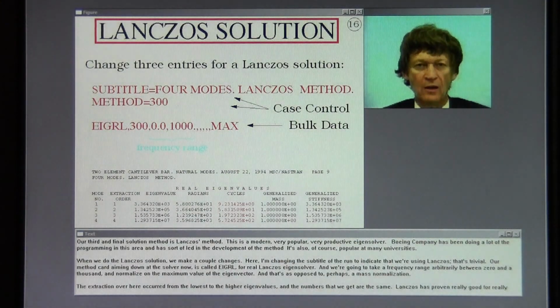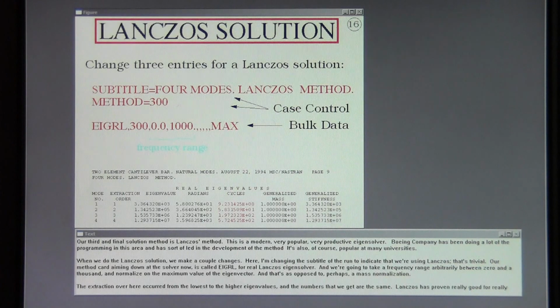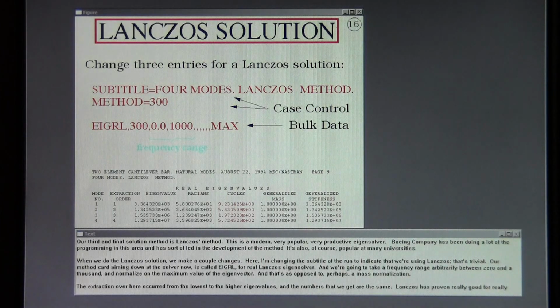Our third and final solution method is Lanczos method. This is a modern, very popular, very productive eigensolver. Boeing company has done a lot of the programming in this area, has sort of led on the development of the method. It's also, of course, popular at many universities.